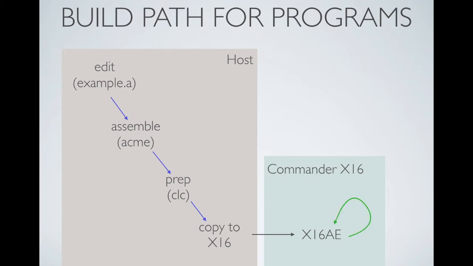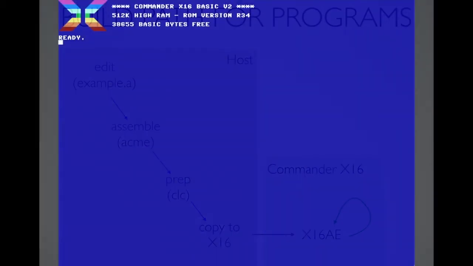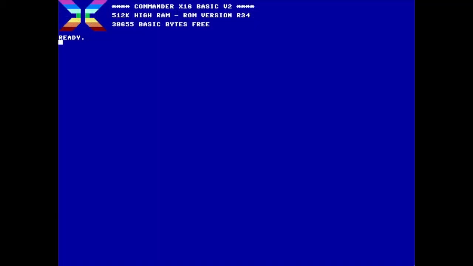Eventually, we want to be able to get to the point where we can do everything locally on the X16 and not rely on any host work at all. Once I've actually built my example program, now it's time to actually look at it. So the first thing I'm going to do is I will load the assembly environment and then give it a run.